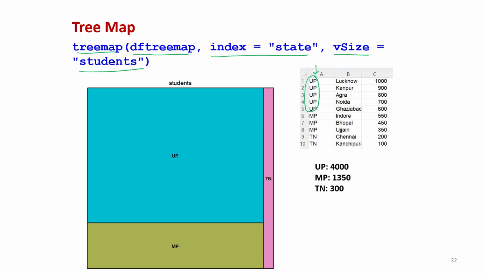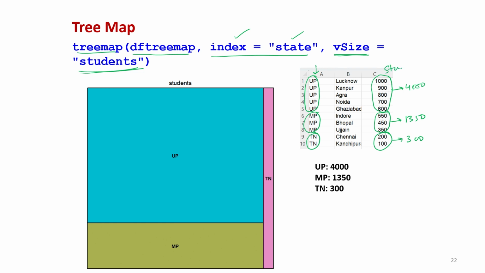You can see here, there is one state UP with 5 data points, one state MP with 3 data points, and another state Tamil Nadu with 2 data points. If you try to find the total frequency of UP, MP and Tamil Nadu by summing these values, for UP this will be 4000, for the 3 values of MP it will be 1350, and for the 2 values of Tamil Nadu they are 300. So I am saying index is equal to states, which means states are going to be clubbed together, and then I give the vSize. vSize is, in double quotes, the name of the variable or the values which I want to plot. So I am giving here students.